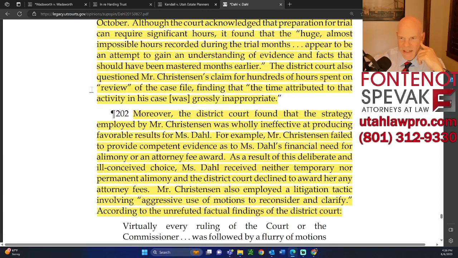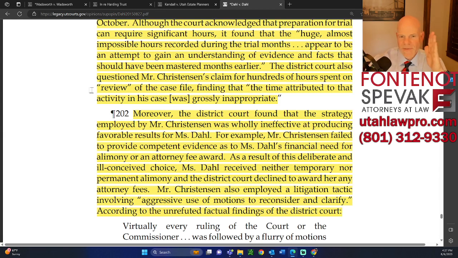Moreover, the district court found that the strategy employed by Mr. Christensen was wholly ineffective at producing favorable results for Mrs. Dahl. For example, Mr. Christensen failed to provide competent evidence as to Ms. Dahl's financial need for alimony or an attorney fee award by not doing the financial declaration. As a result of this deliberate and ill-conceived choice, Ms. Dahl received neither temporary nor permanent alimony, and the district court declined to award her any attorney fees. Mr. Christensen also employed a litigation tactic involving aggressive use of motions to reconsider and clarify.